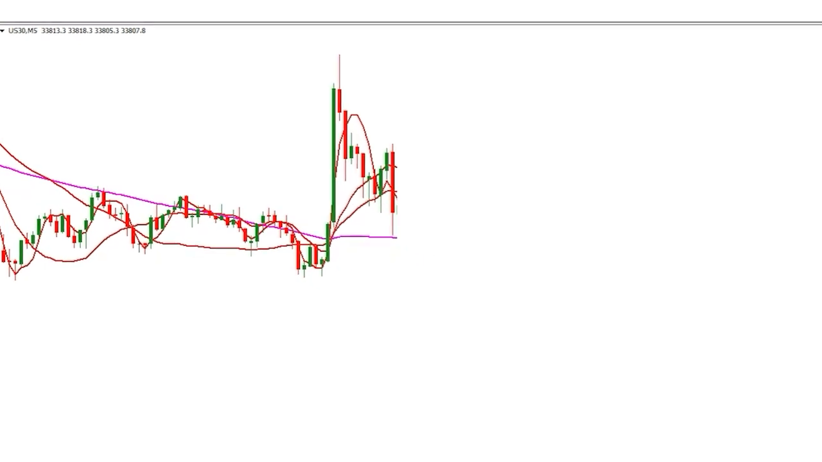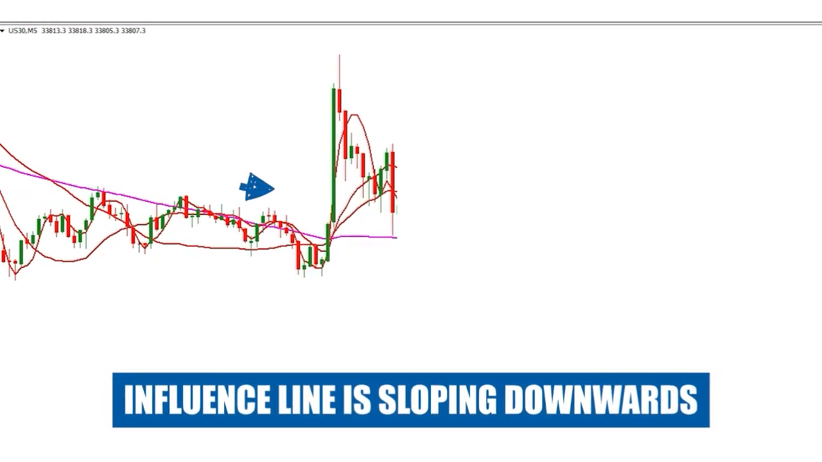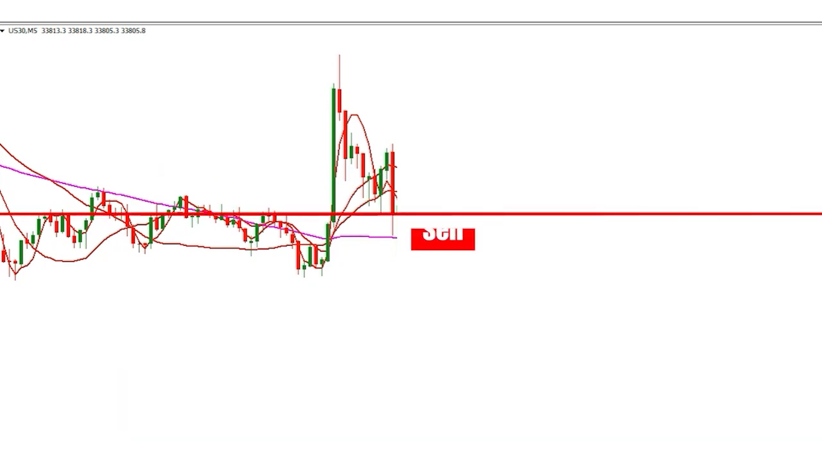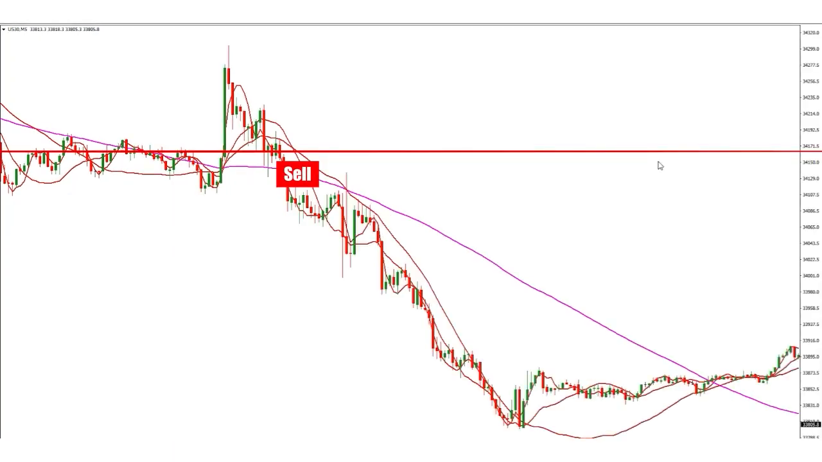And finally, we need to make sure that our influence line is sloping in the right direction, and as you can see, it's sloping down. So we've identified this exact bar to enter from. We'll put in our sell order here, and as you can see, the market moved on down.